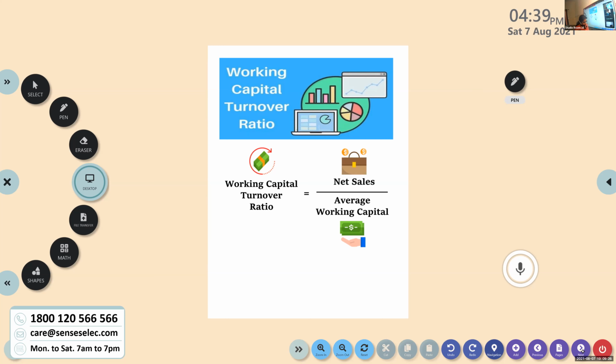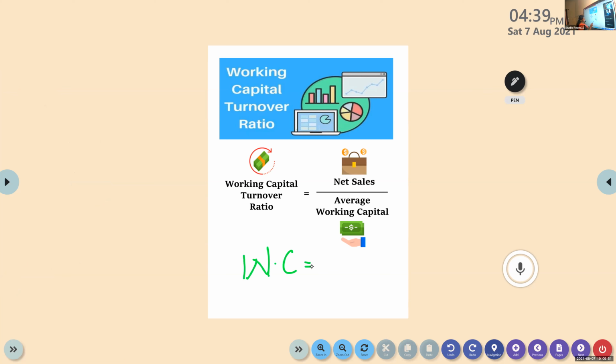And how do you find the working capital? We saw that in the previous class, regarding the liquidity ratios, I explained what working capital is and how to find working capital. Working capital is equal to current assets minus current liabilities.